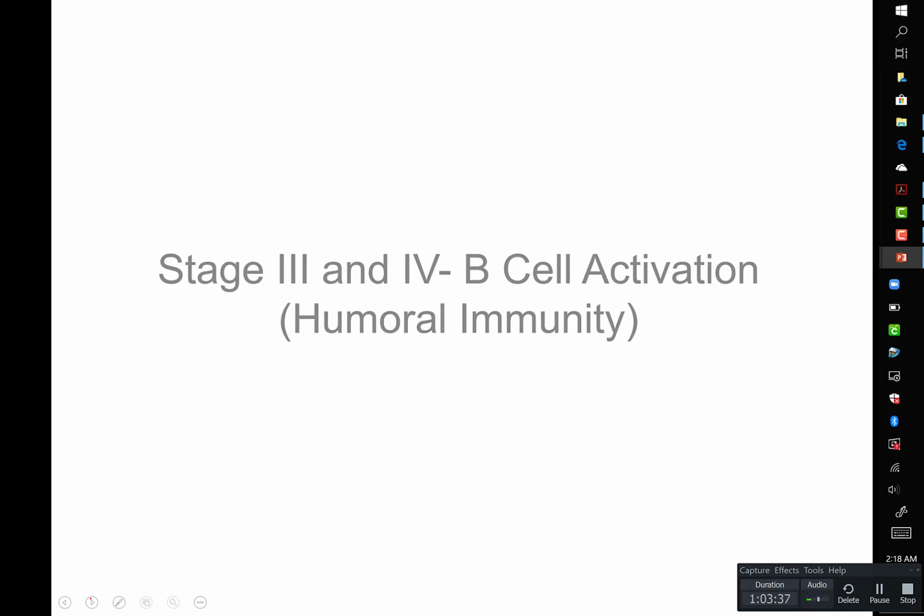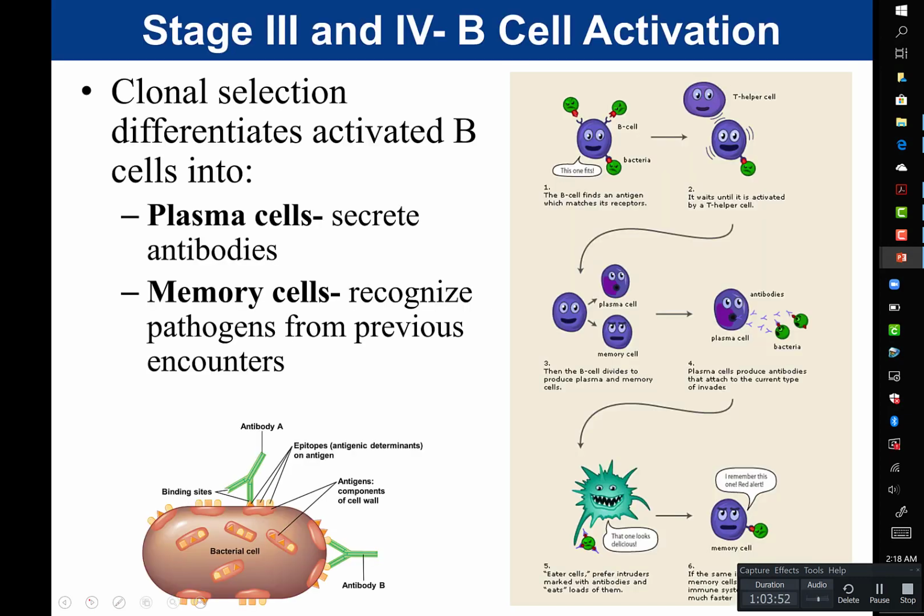So next, we're going to look at stage 3 and 4, looking at B cell activation and humoral immunity. And again, this is used to fight pathogens outside of our cells. So clonal selection is going to differentiate activated B cells into two types: plasma cells, which secrete the antibodies, and the memory cells, which recognize pathogens from previous encounters.